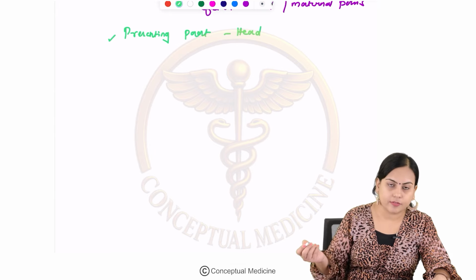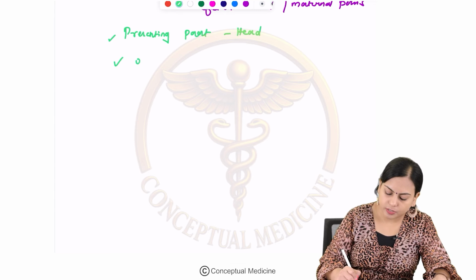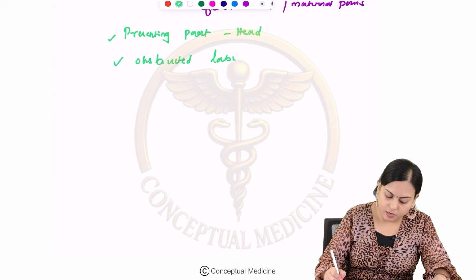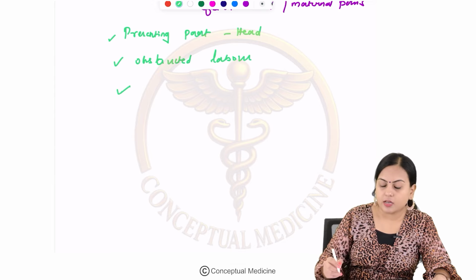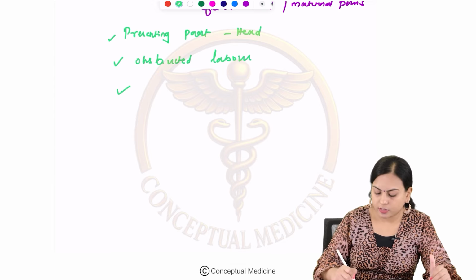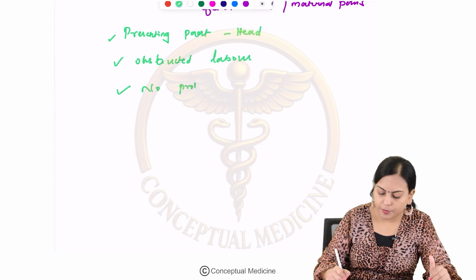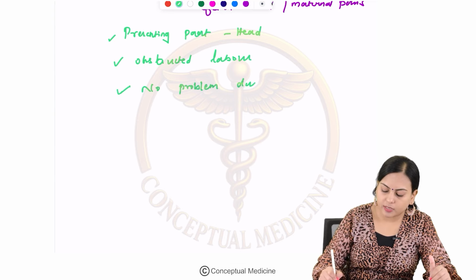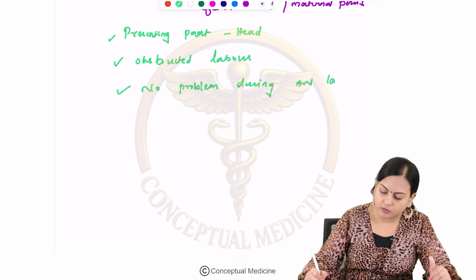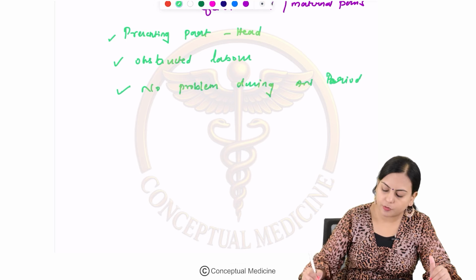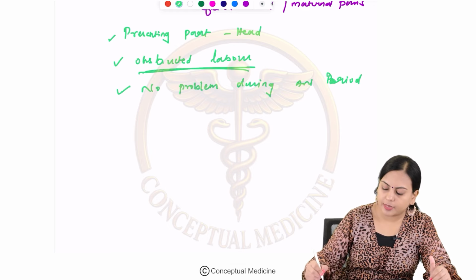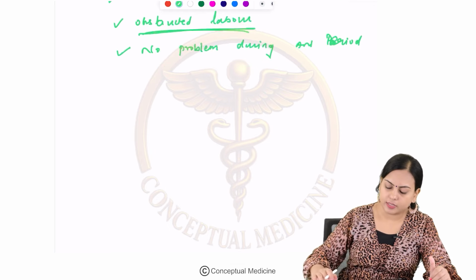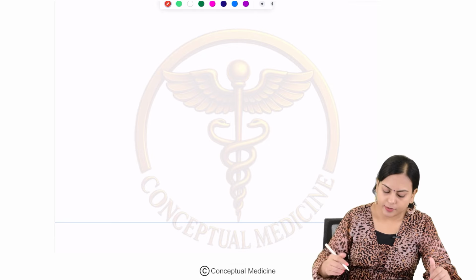This kind of cephalopelvic disproportion is going to be associated most commonly with obstructed labor, but there is a problem in the labor alone. There is no problem during the antenatal period. You have to understand this point, okay. In the antenatal period, there is no problem, there is only a problem during labor. Clear? We'll check on to the next one.